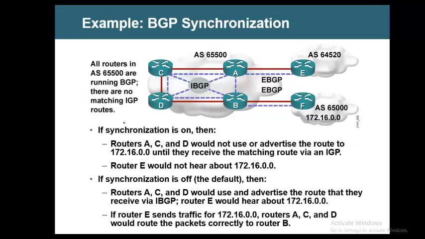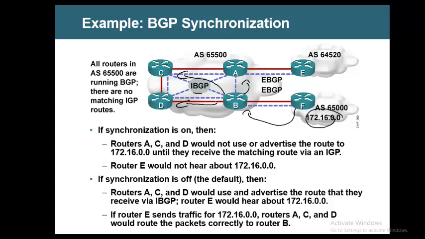See this diagram. This network, F is advertising to B, and B advertises to A, C, and D. Why? They have an IBGP relationship. Do you agree? Yeah.